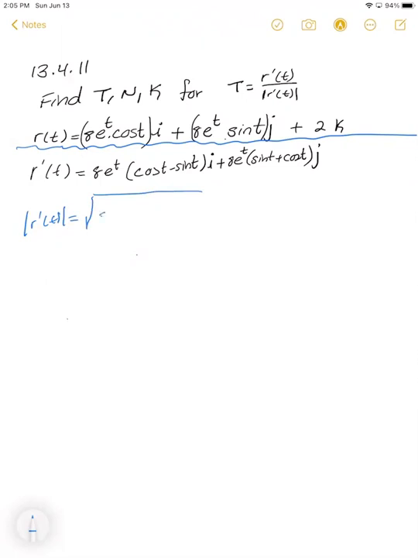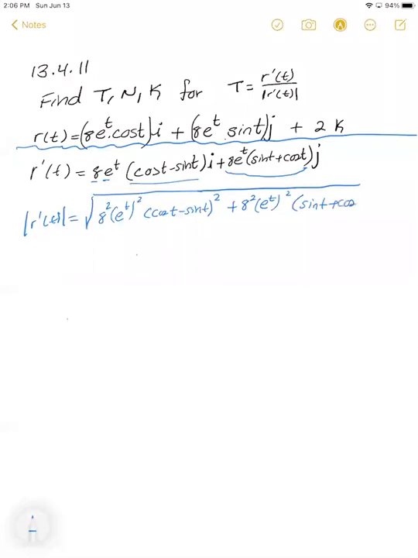So we get 8 to the power 2, e^t to the power 2. This is a factor, this is a factor, and this is a factor. And then (cosine t minus sine t) to the power 2. Plus, now I have to raise this to the power 2. So I raise 8 to the power 2, e^t to the power 2, and (sine t plus cosine t) to the power 2. And I don't have the i and j anymore. 8 squared is 64. e^t to the power 2 is e to the power 2t.